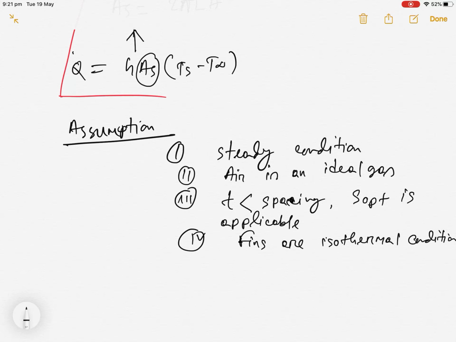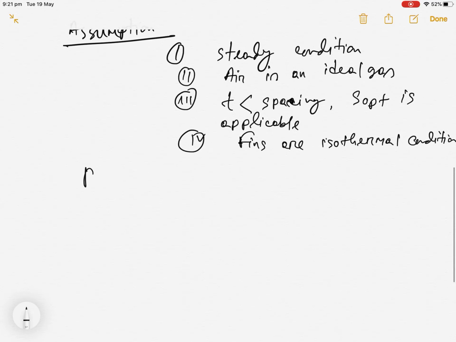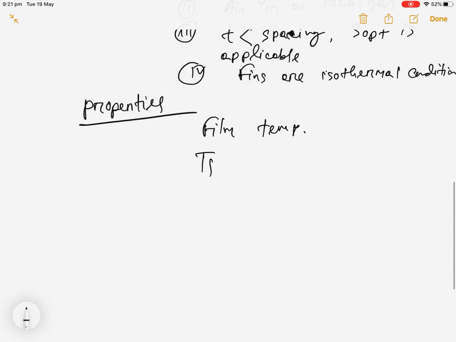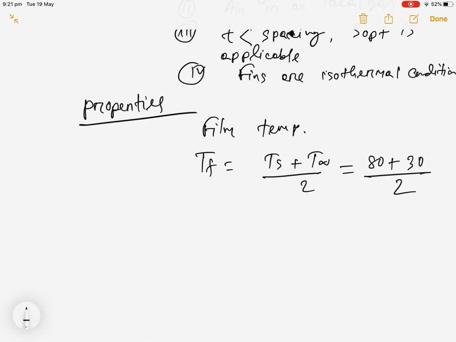So I'm not writing everything here. That's actually the assumptions. So what else do we need later on? We need the properties. So let's go with the properties. When we calculate the properties, we need the film temperature. Film temperature TF is equal to the surface temperature plus the atmospheric temperature over 2. We know the surface temperature of the fins from the question is 80 and the air temperature is 30, so it will be 55 degrees centigrade.